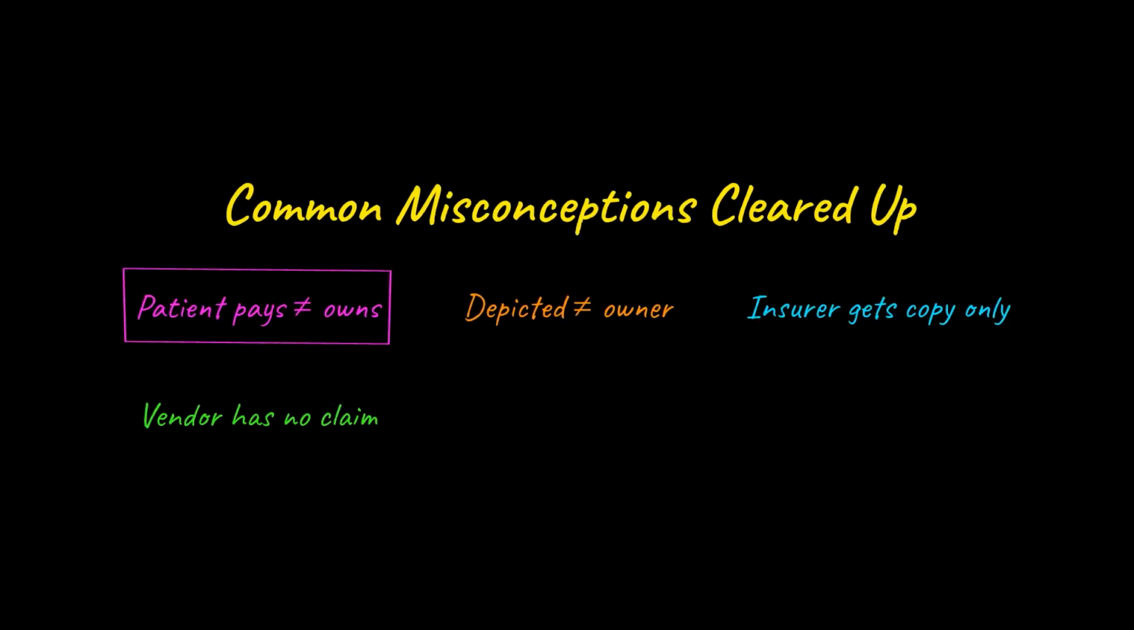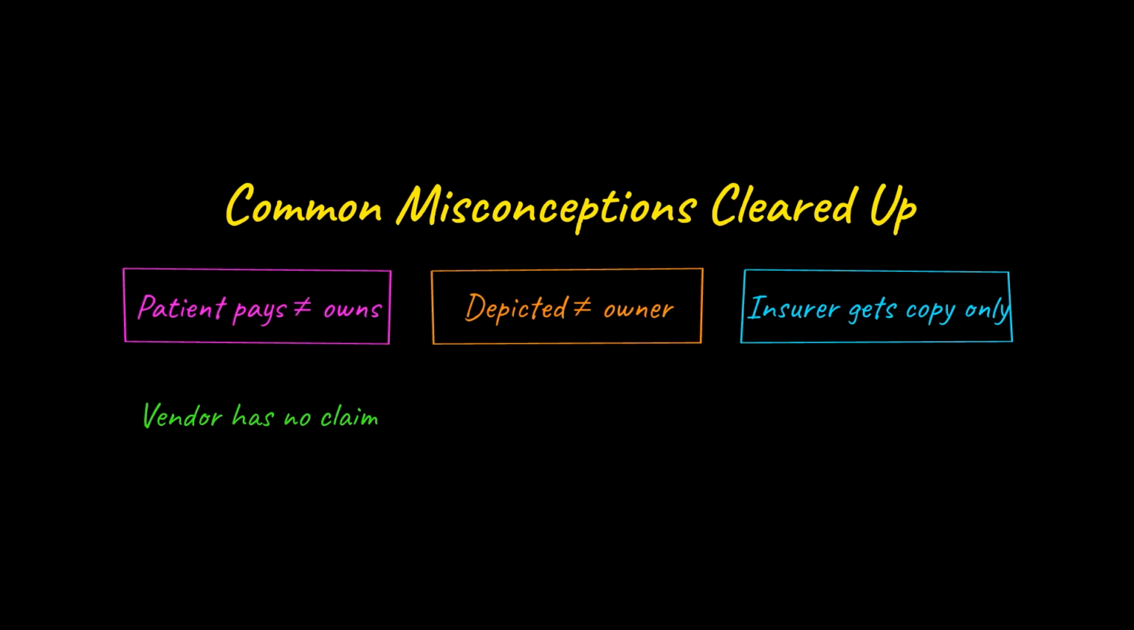Exam writers exploit the intuitive but mistaken idea that payment or depiction confers ownership. The patient pays and is depicted, but does not own the originals. The insurer processes claims with copies. The software vendor supplied the equipment but holds no claim on the images. Payment, depiction, and equipment supply are each separate from legal ownership.